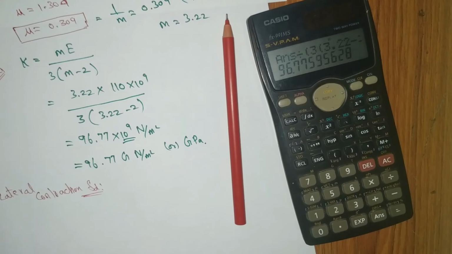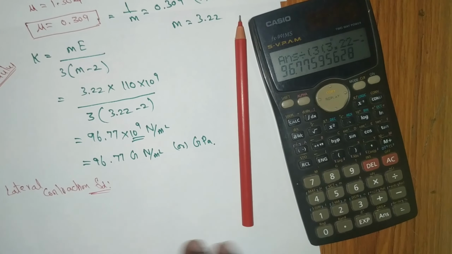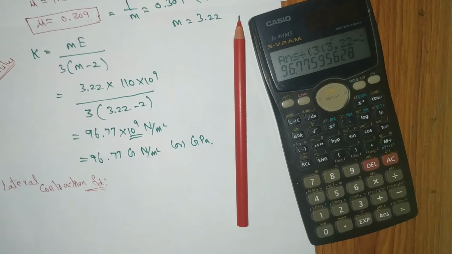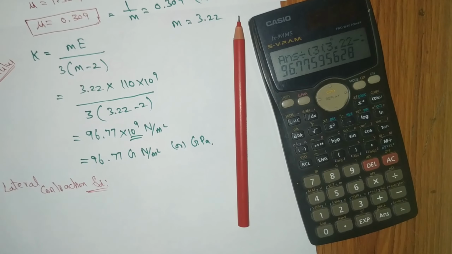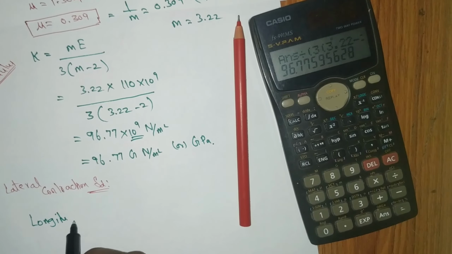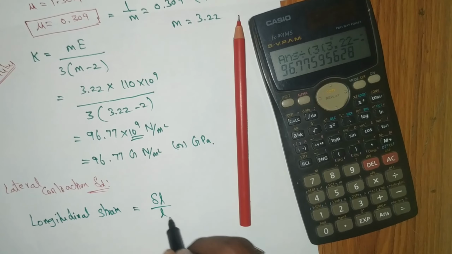So lateral strain we first need to find out. What is lateral contraction? We need to find out the delta D. So from that we need to calculate the change in length and original length, right? So let us go for longitudinal strain. Longitudinal strain is change in length by original length.